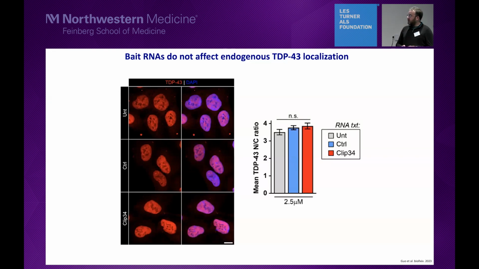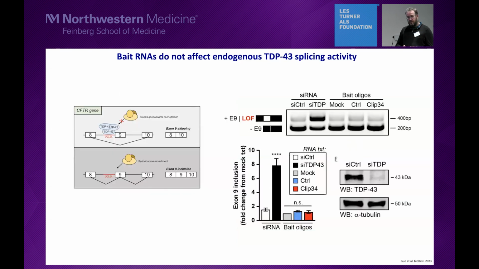Moreover, if we try and track TDP-43 functionality in cells treated with these bait RNAs, so here in the exon skipping activity in the CFTR gene, if we knock down TDP-43, then we get a pronounced phenotype in this assay, but the bait RNAs don't induce the same effect, suggesting that TDP-43 is maintaining functionality even in the presence of these bait RNAs, indicating that this could be something safe to do.